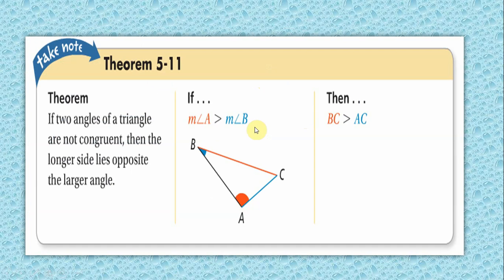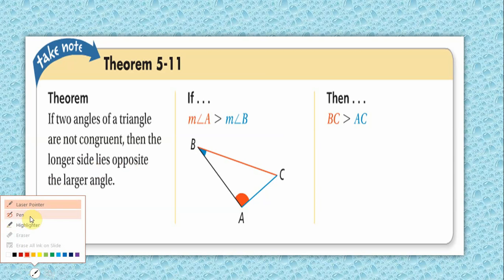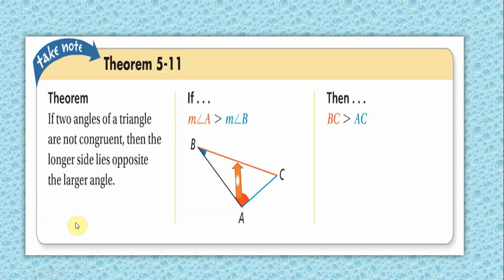The converse of the theorem. If we have two angles, not sides, of a triangle that are not congruent, one of them is greater than the other, then the longer side lies opposite the larger angle. For example, angle A is the greater one, then the side opposite angle A, which is BC, is the longer side than the side opposite angle B, which is AC. Then BC is greater than AC.